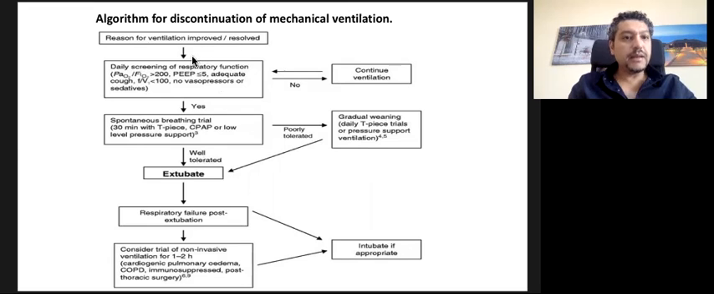And from the beginning, if you find that the patient is still not achieving these parameters, then you have to continue ventilation and postpone the spontaneous breathing trial.